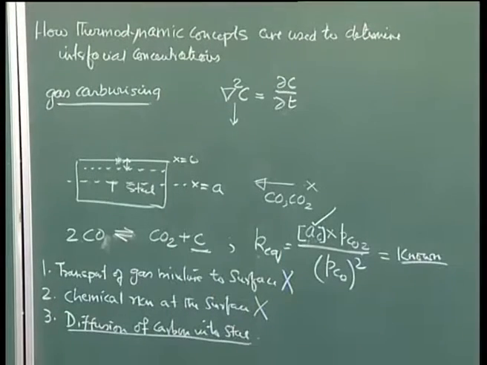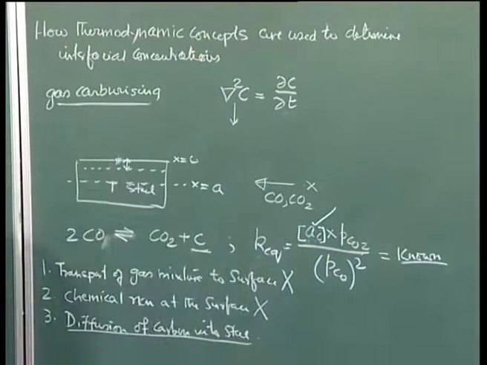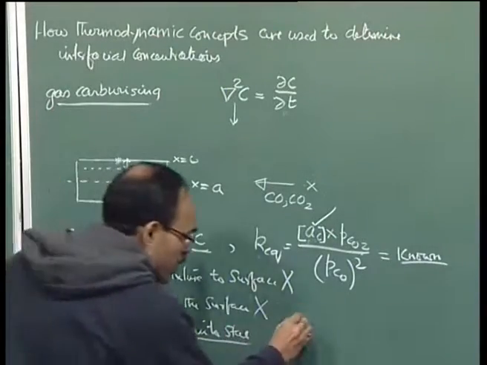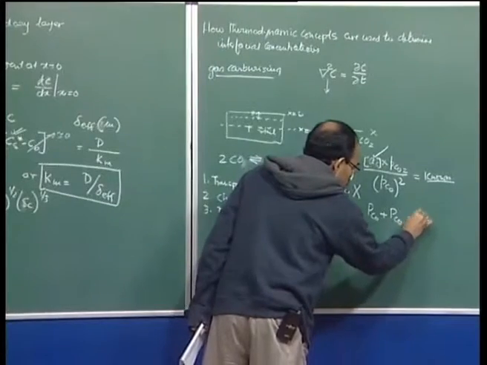You can take it to be weight percentage of carbon, but no matter what you take, looking at this equation, we need 3 equations in order to find out. If the whole experiment is conducted at 1 atmosphere pressure, then I can say PCO plus PCO2 is equal to 1.